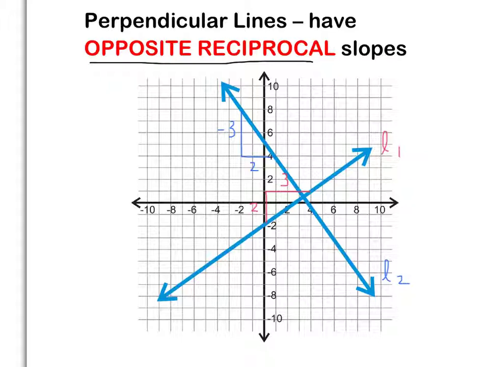If you look at line number 1, you see that the rise of line number 1 is 2 and the run is 3, giving line number 1 a slope of 2 over 3. If you take a look at the slope of line number 2, you'll see that it has a rise of negative 3, or it falls 3, and runs 2, giving that one a slope of negative 3 over 2. They are opposites of each other because line number 1 has a positive slope and line number 2 has a negative slope. They are reciprocals of each other because, as you can see, their numbers are inverses.